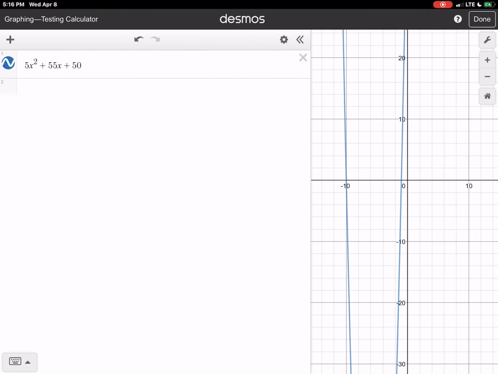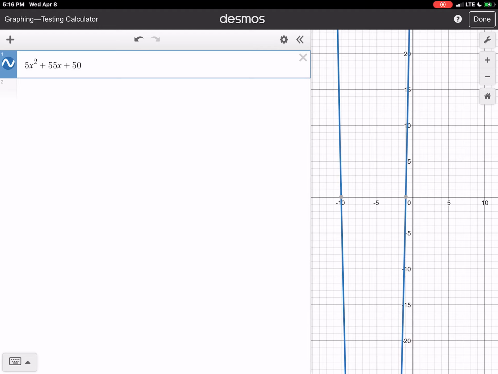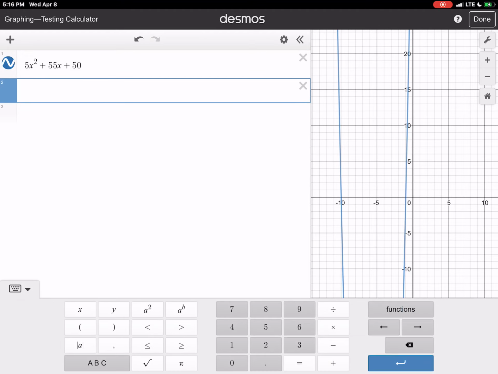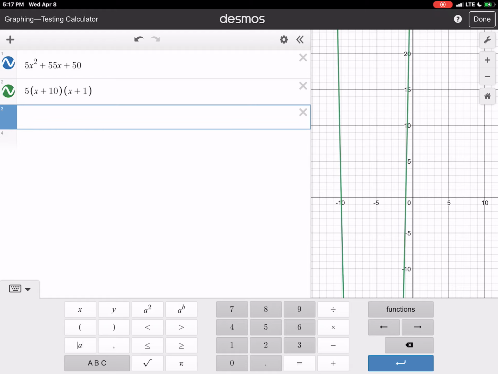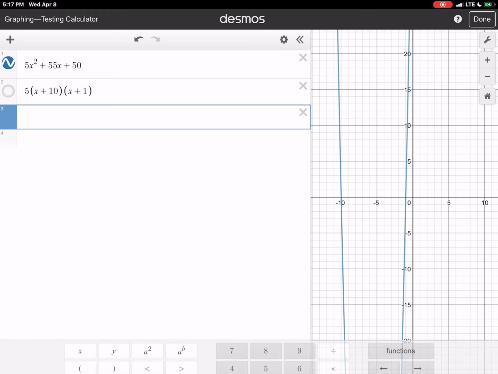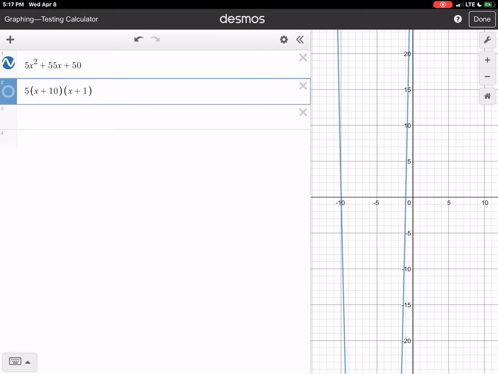So it looks like I have a couple of different items here. It looks like the graph is really vertically stretched. And I also see that I have an intercept at -1 and -10. So let me go ahead and verify that my factoring was correct. 5 parentheses x plus 10, close parentheses, x plus 1. And look, that graph completely overlays that graph. And I can verify this by turning the graph on and off.